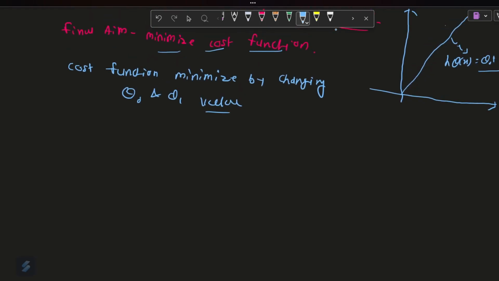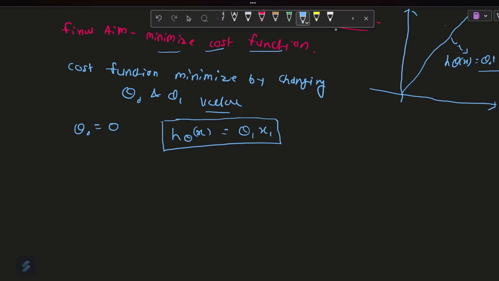Let's start with the best fit line passing through the origin. It means theta 0 is equal to 0, so now the intercept is 0. Your equation looks like h theta of x equal to theta 1 x1, when your best fit line passes through the origin.